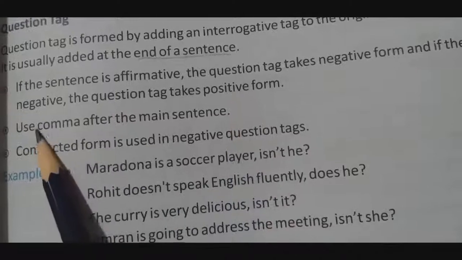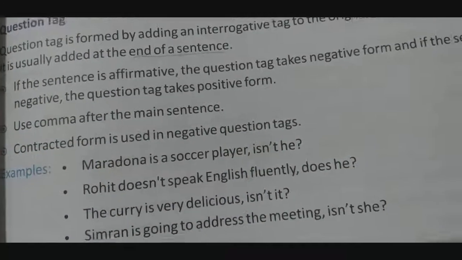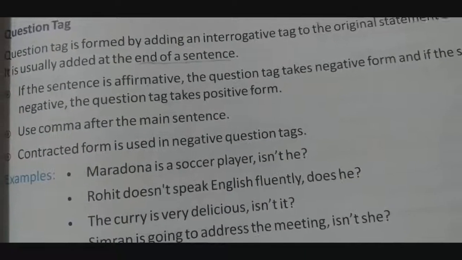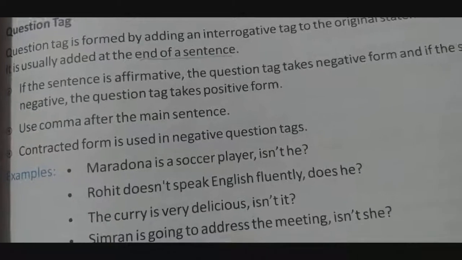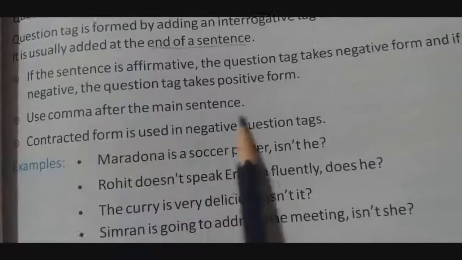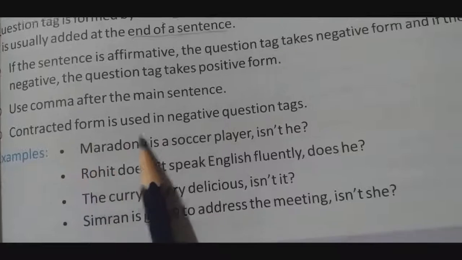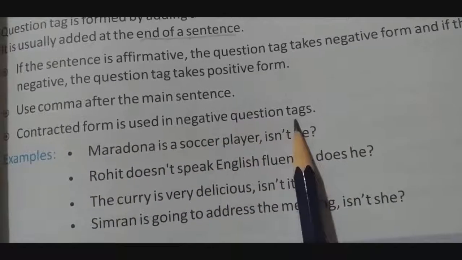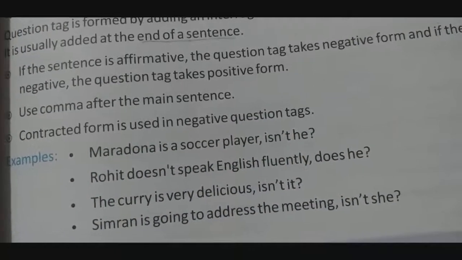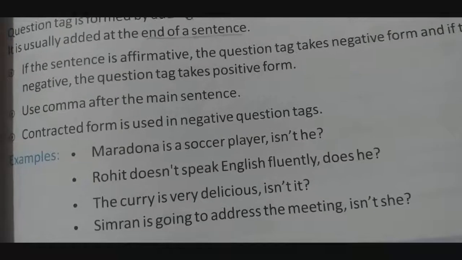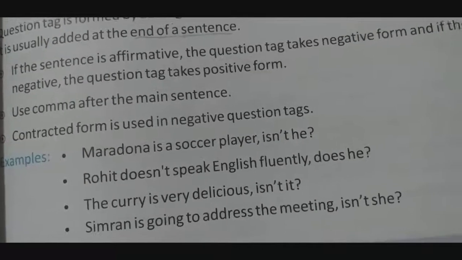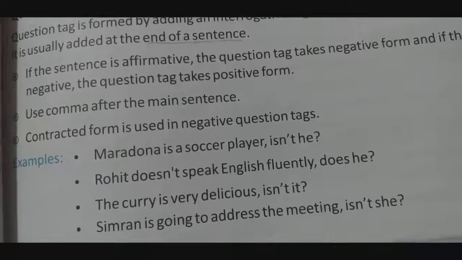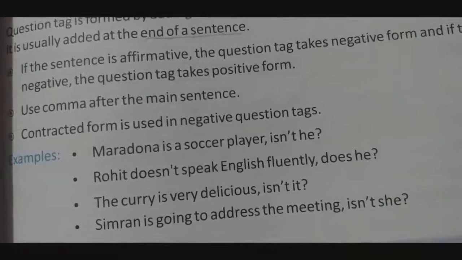Clear? Okay. Use a comma after the main sentence. When we say the statement, that is the main sentence, after that we use a comma. Contracted form is used in negative question tags. When there are negative question tags, then contracted form is used. Now let us see what is a question tag with the help of some examples.